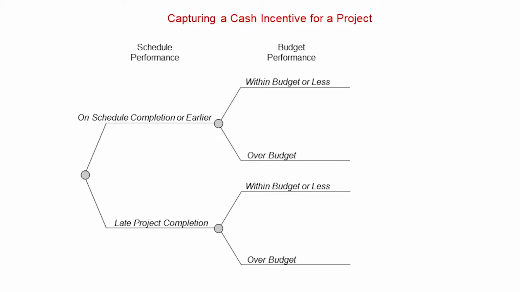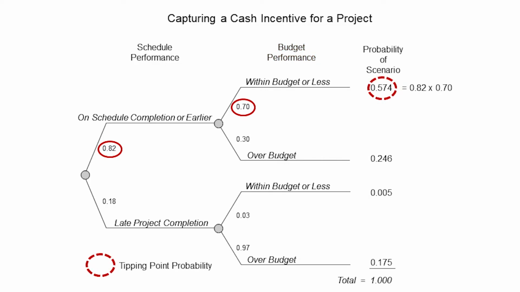To calculate the tipping point probability, the Monte Carlo simulation is used to estimate the probability of having an on-schedule completion or earlier, which is calculated to be an 82% chance. And once again, using the simulation model, the estimate for being within budget or less, given an on-schedule completion or earlier, is about a 70% chance. Multiplying these two probabilities together gives us the tipping point probability of capturing the cash incentive at about a 58% chance.